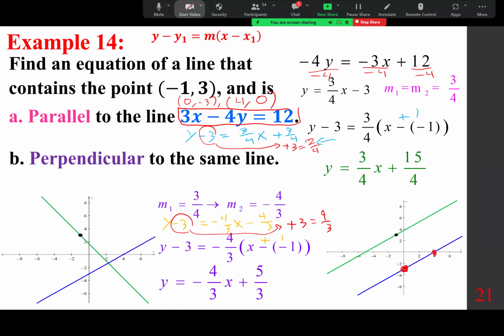And again, you can graph them as follows. And this line is the same line here, the line perpendicular to that. You can pick up a couple of pairs to graph it.